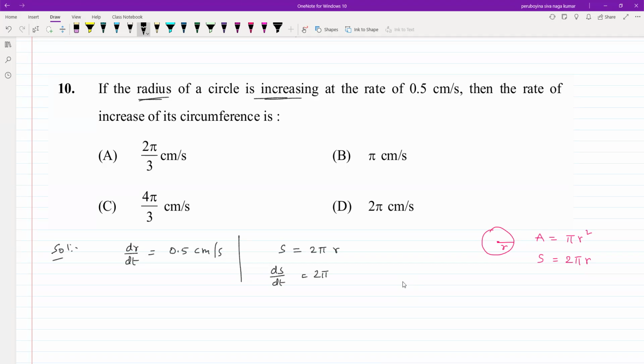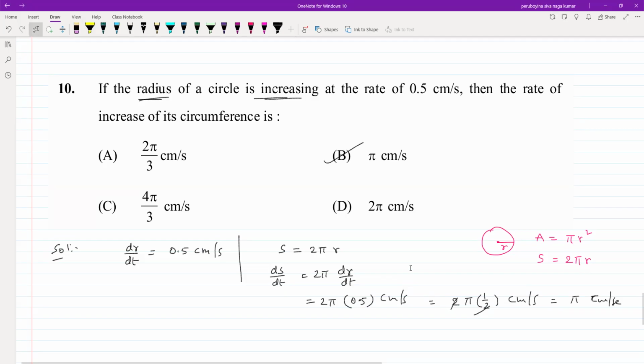That means 2 pi into the derivative of r, dr by dt. So that is equal to 2 pi into dr by dt, which is 0.5 centimeter per second. So 0.5 means 1 by 2 centimeter per second. The 2 got cancelled. So the answer is pi centimeters per second. So option B is correct.